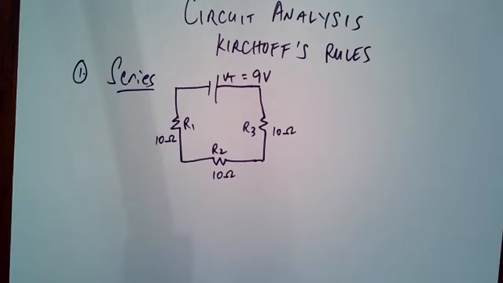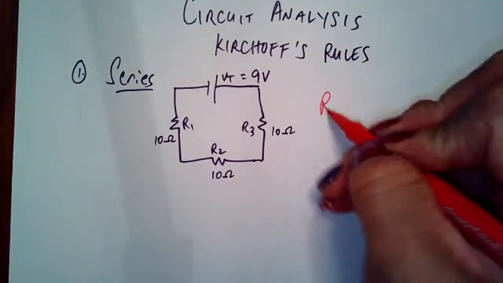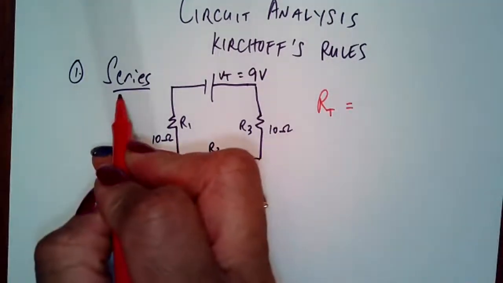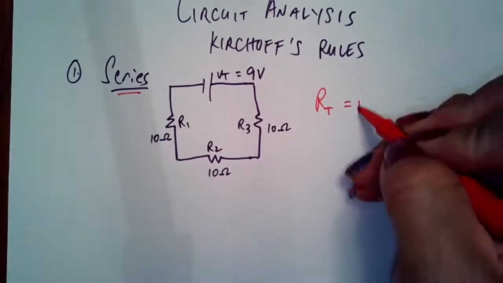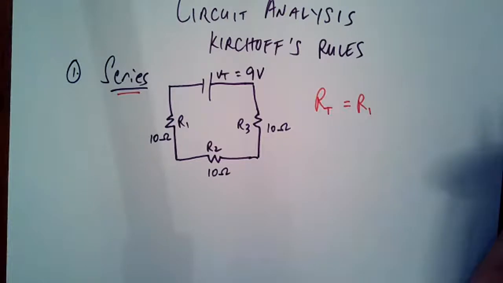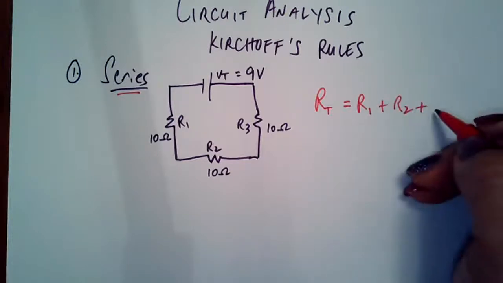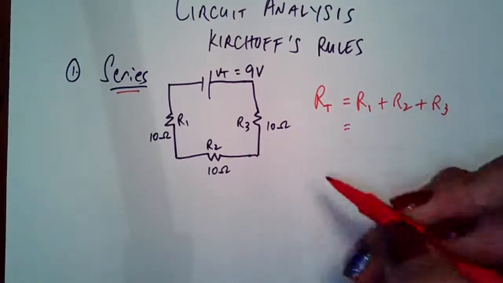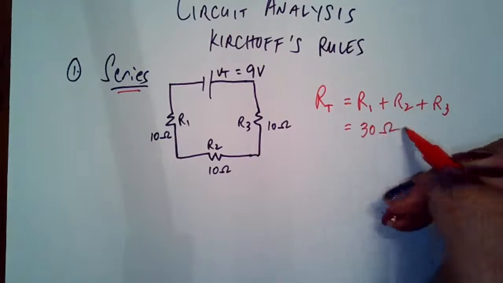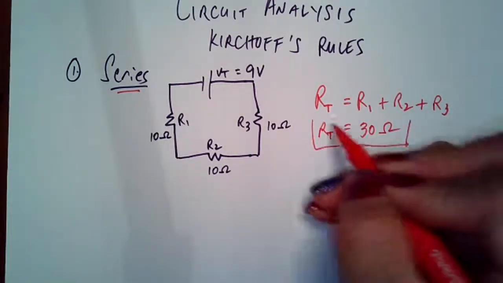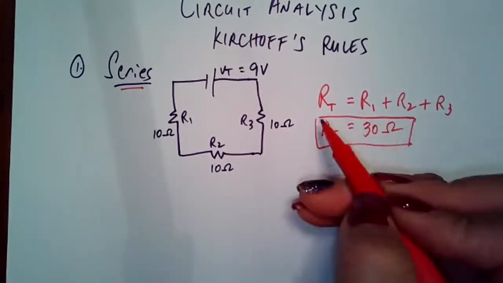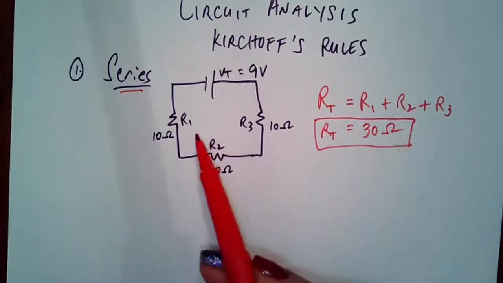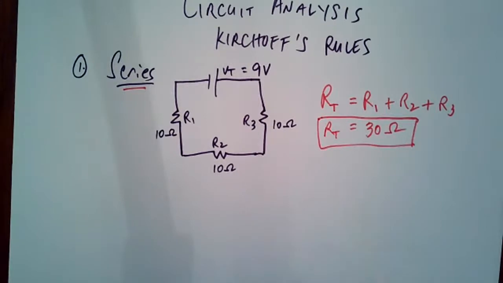So first thing, let's calculate the equivalent resistance or the total resistance of this circuit. Because this is a series circuit, the sum of each individual resistance is the total resistance. So in this case it will be 10 plus 10 plus 10. So you have 30 ohms of total resistance. That is how we calculate the total resistance of a series circuit. You just add the individual resistors and you get the total resistance.